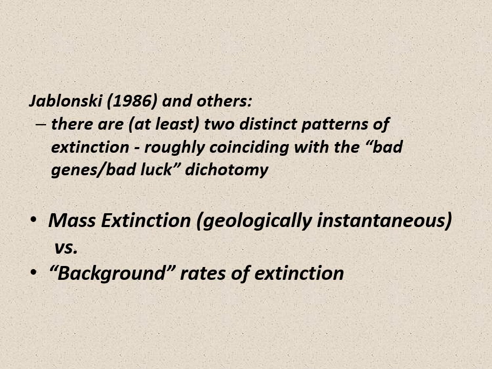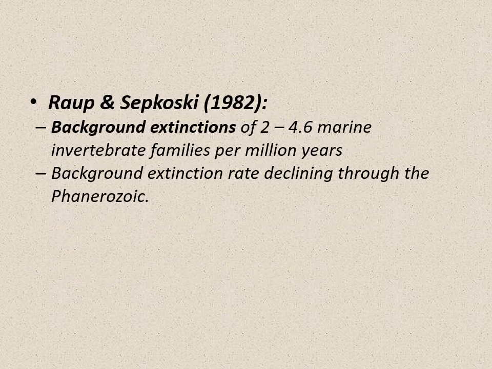So background extinctions are organisms that go extinct kind of haphazardly. Mass extinctions are a little bit less selective. Now, this work was also part of a broader series of papers. This was by Raup and Sepkoski, looking at background extinctions for approximately 2 to 4.6 marine invertebrate families per million years going extinct. Okay, so close to 5, 2 to 5 marine invertebrate families go extinct every million years.